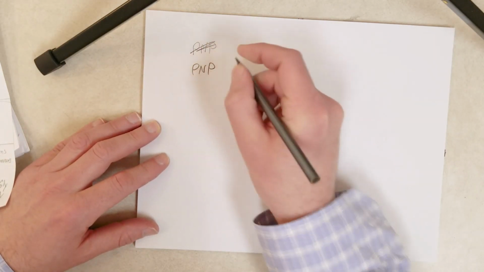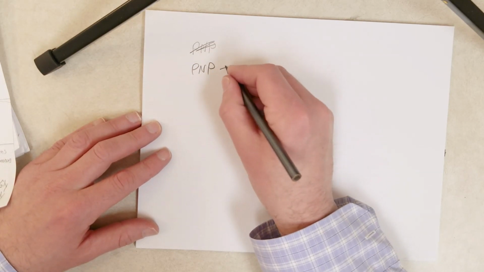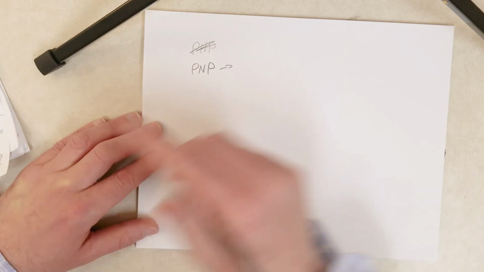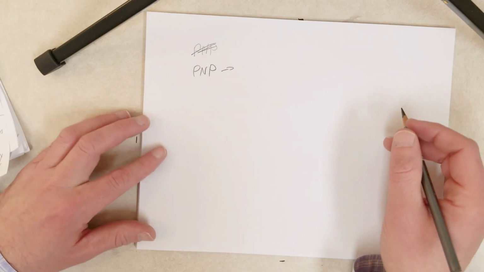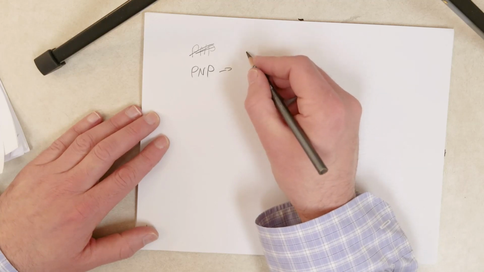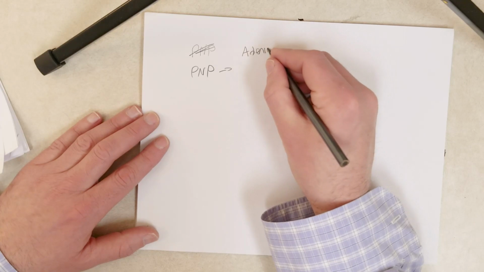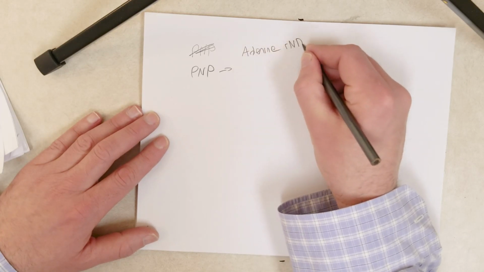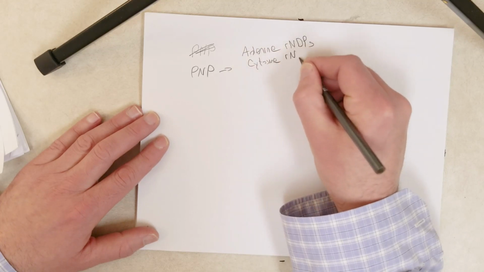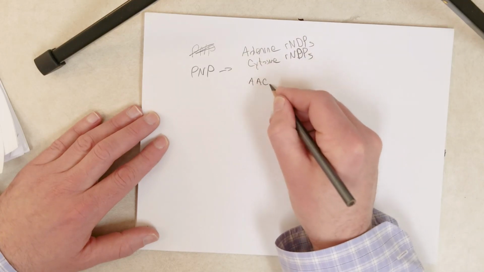The problem was with PNP, or polynucleotide phosphorylase, and it was because of the way it joined nucleotides, right? It joins them randomly. So the scientists could never really be sure of what codons they had in a chain of RNA if they gave it more than one nucleotide. For example, if we gave it adenine RNDPs and cytosine RNDPs, it could make something like this.